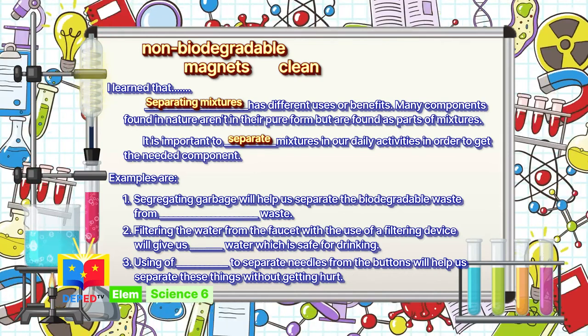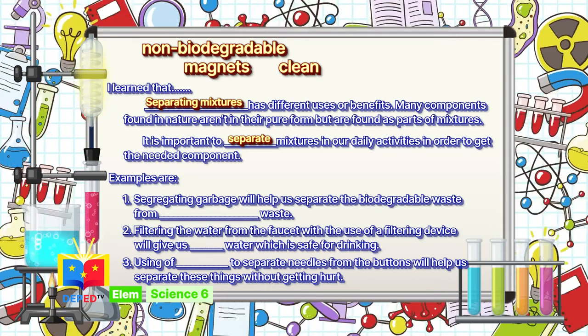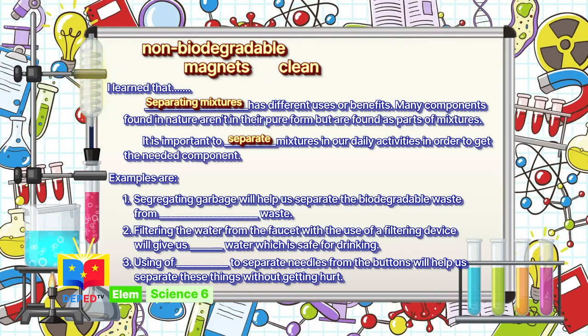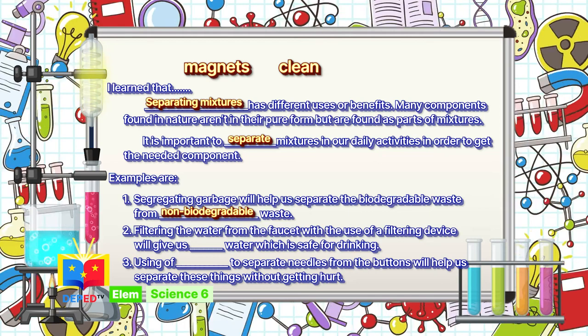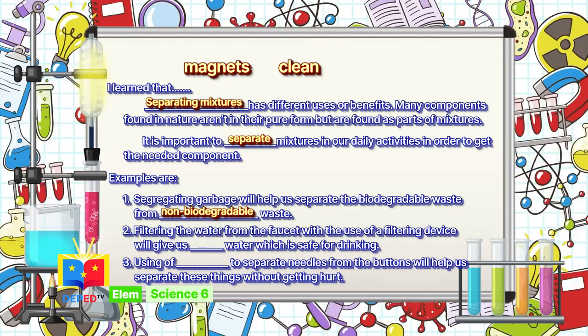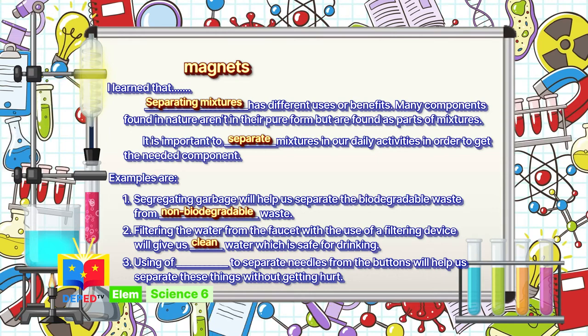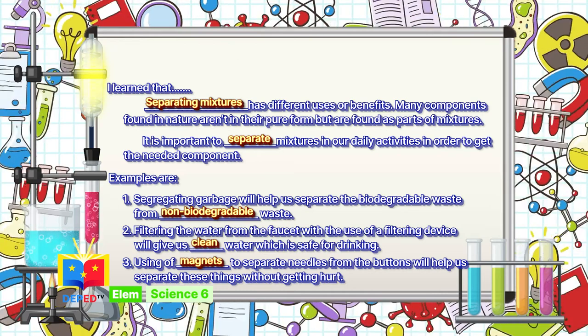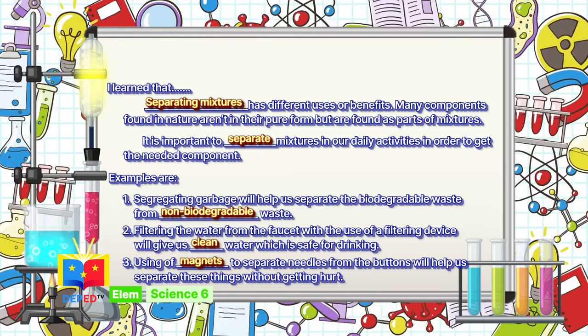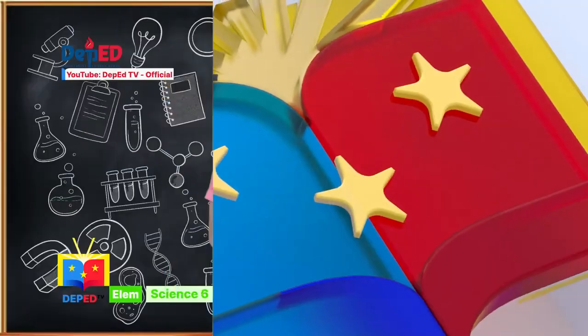Examples are: number 1. Segregating garbage will help us separate the biodegradable waste from non-biodegradable waste. Number 2. Filtering the water from the faucet with the use of a filtering device will give us clean water which is safe for drinking. Number 3. Using magnets to separate needles from the buttons will help us separate these things without getting hurt.